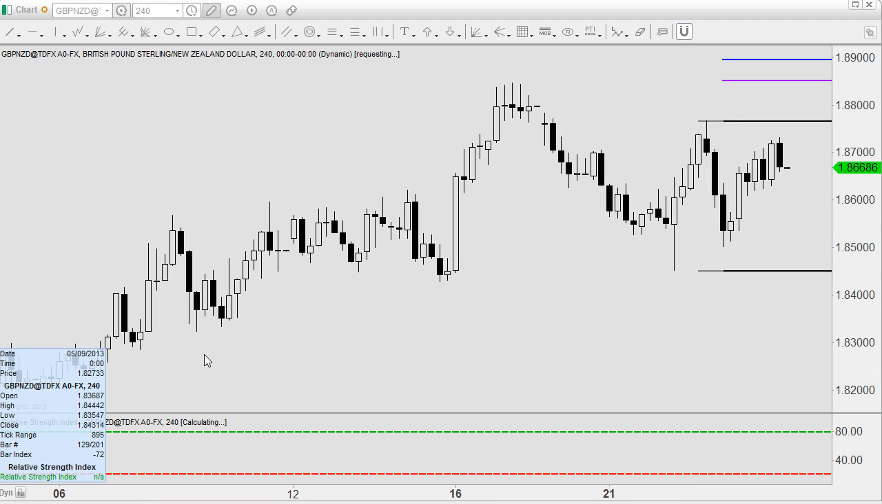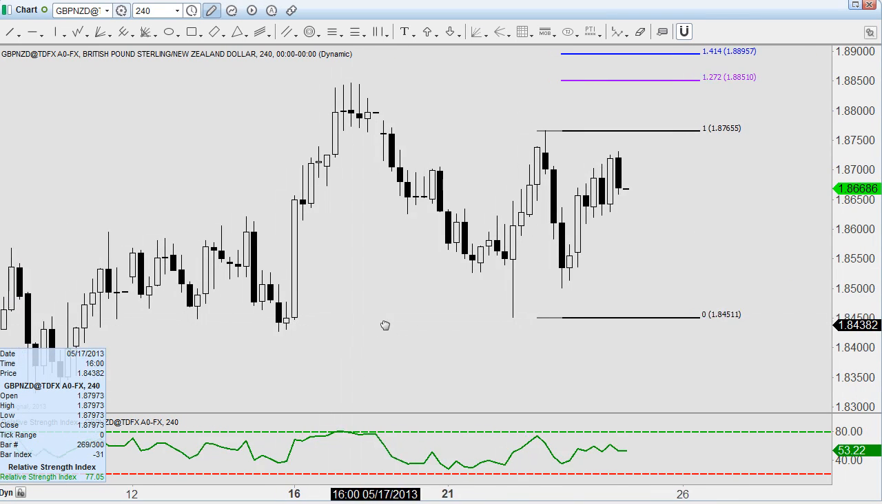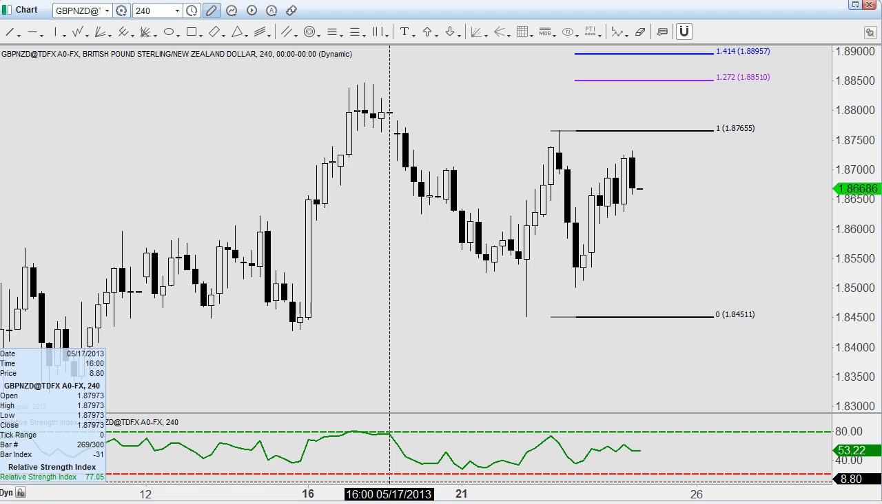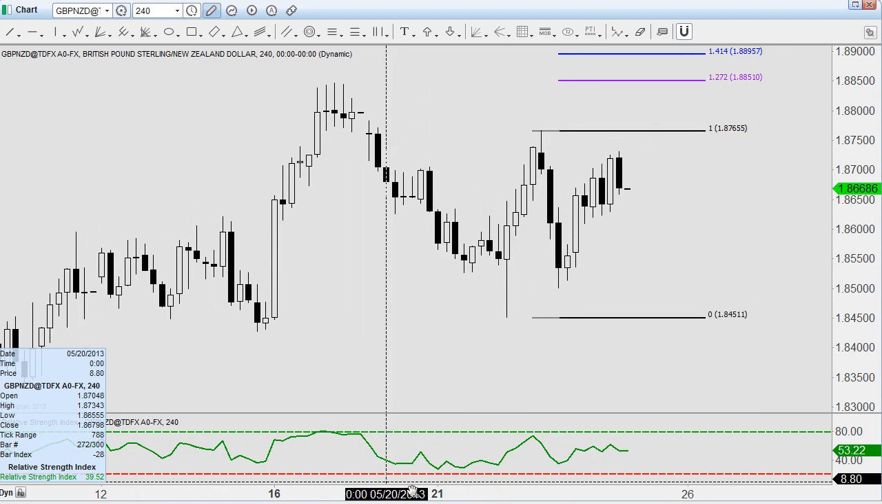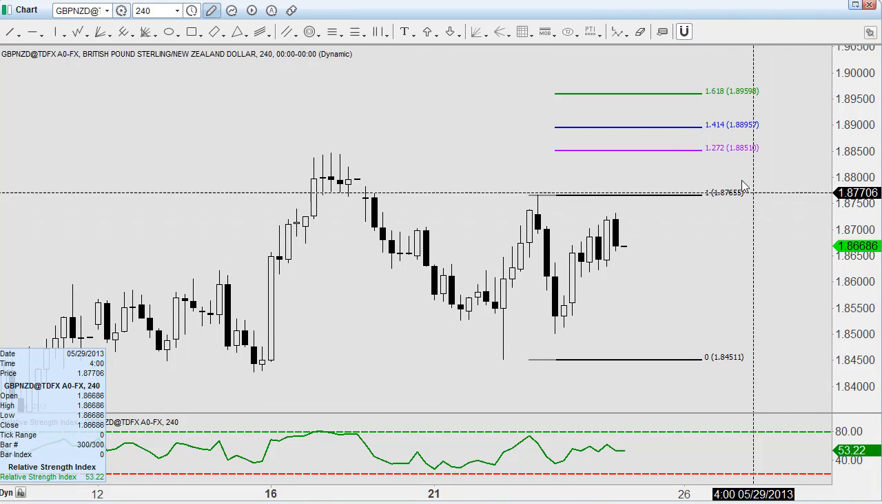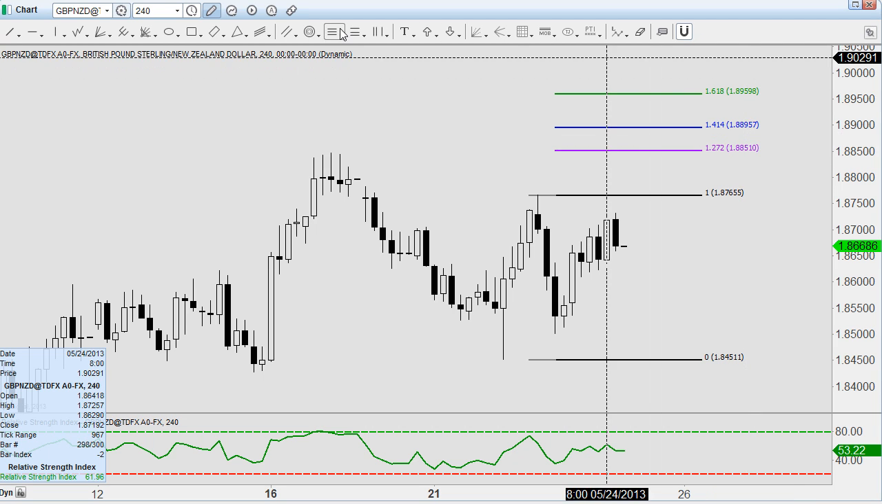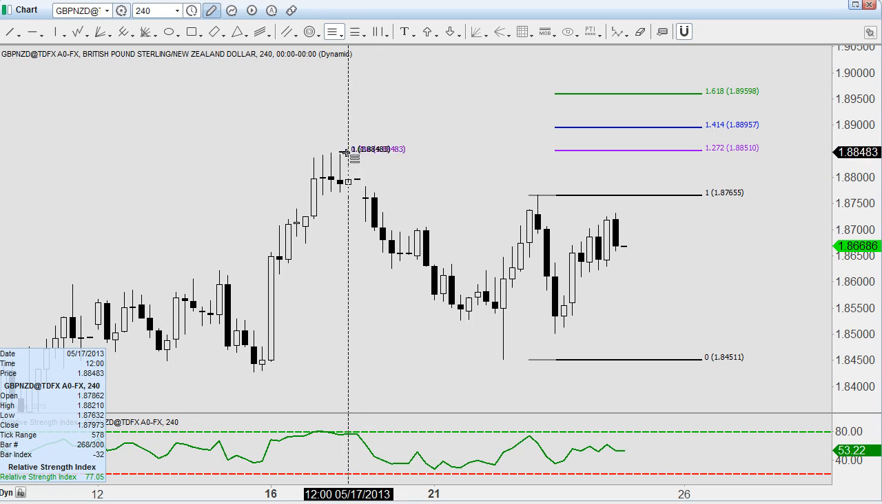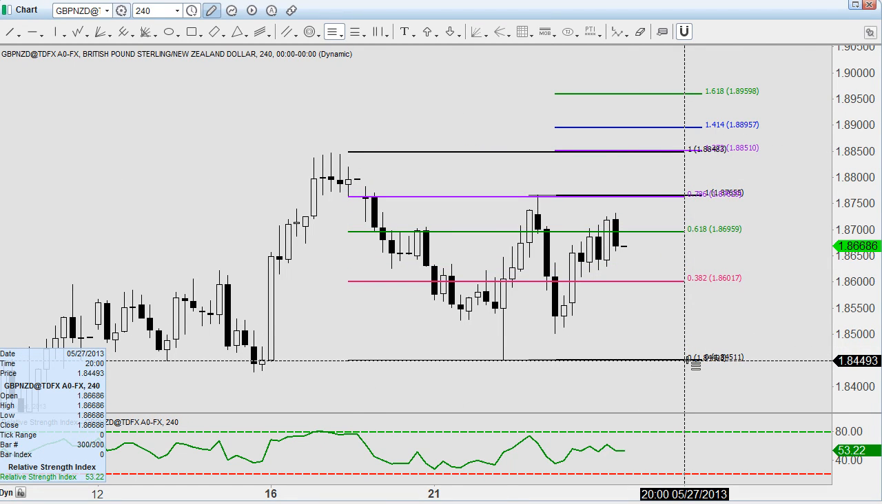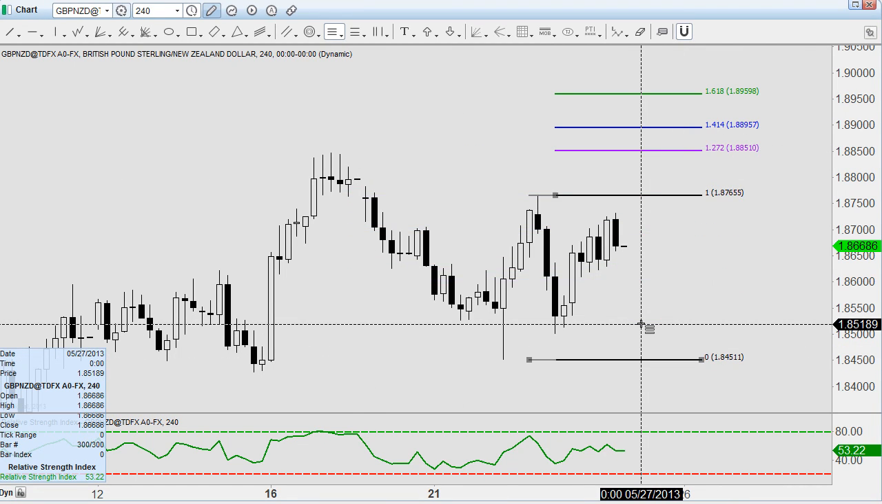Going over to pound New Zealand. Pound New Zealand has a potential opportunity here as well. This is also a Gartley pattern. We're looking for the market to press up into 88.51s. I'm sorry, excuse me. This is a butterfly pattern. Yeah, this is a butterfly pattern.